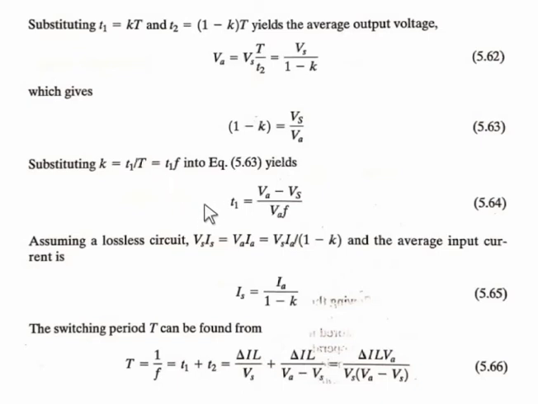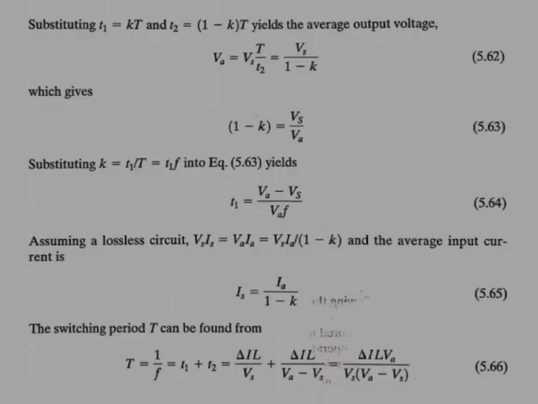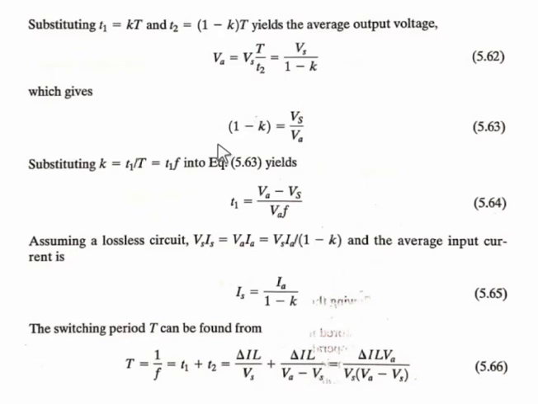So T1 equals, from equation 5.63, Vs minus V0 minus Vs divided by V0 f. So in this equation, if we replace the value of k by T1 f, it is 1 minus T1 f equal to Vs by V0. If we solve for T1, then T1 equals V0 minus Vs divided by V0 f.